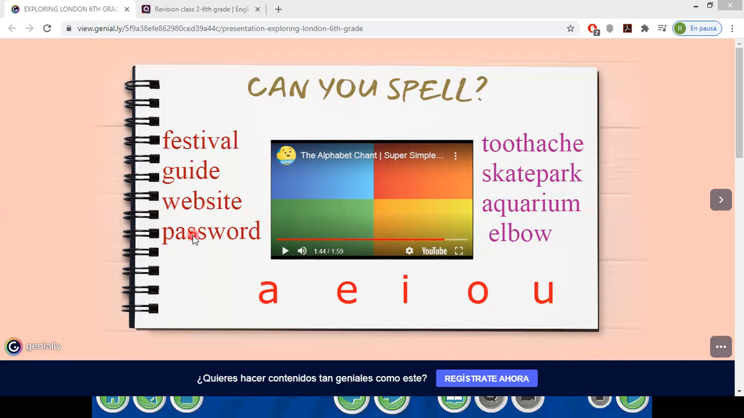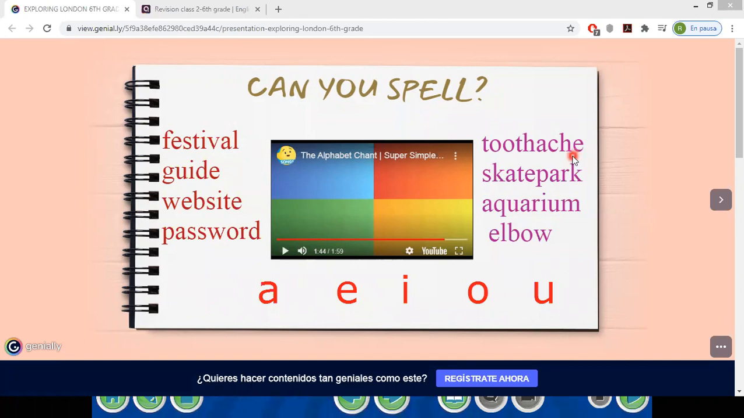Thank you, Leonardo. Let's see. Luciana Freire, can you spell password? P-A-S-S-W-O-R-D. The password. Very good, Luciana. Good job. Let's see the next. These four words more, okay? I'm going to choose four students now, different students, to see if you are practicing or not. Okay, let's see. Mateo, can you spell toothache? Toothache. Excellent, Mateo. You're practicing. Good.